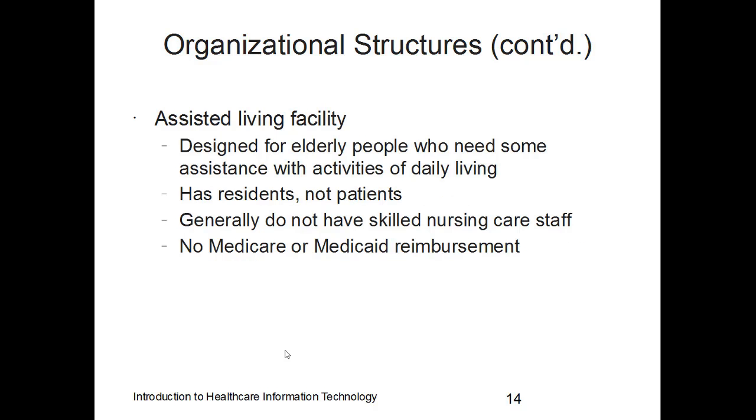So another kind of organizational structure is an assisted living facility. These are designed for elderly people who need some assistance with the activities of daily living. And a facility like this has residents, not patients. And these kinds of places will generally not have skilled nursing staff. And these are not eligible for either Medicaid or Medicare reimbursements.